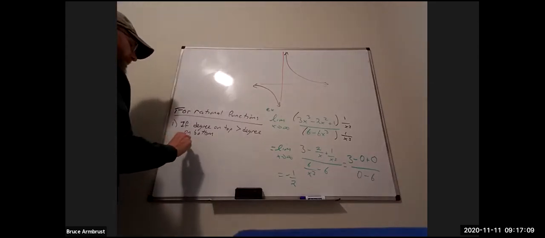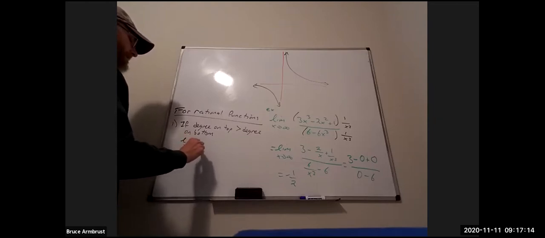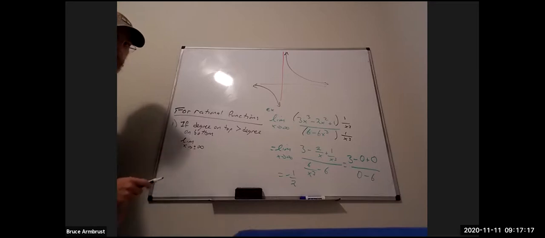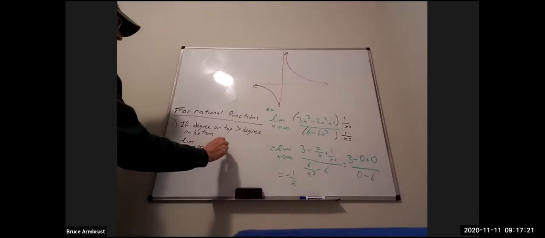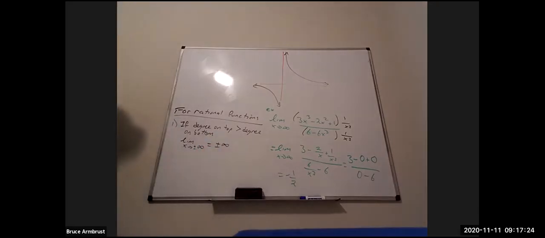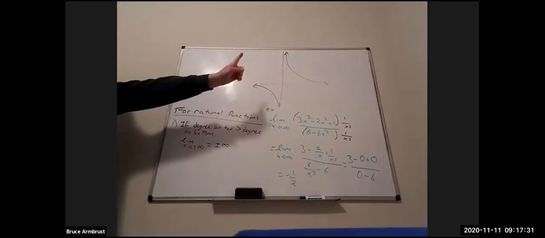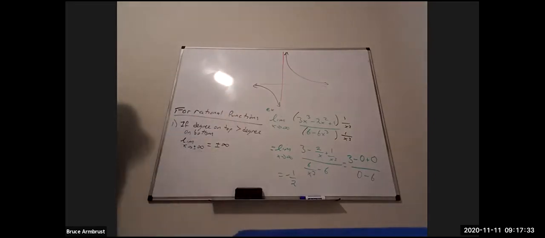What we know is that the limit as x goes to plus or minus infinity, so whichever way, is going to equal plus or minus infinity. So if the degree on top is bigger than the degree on the bottom, it's going to either grow without bound or drop without bound. And that's why I put plus or minus, because I don't really know which one it is, but I do know that it's going to have unbounded behavior. So it's going to go forever.